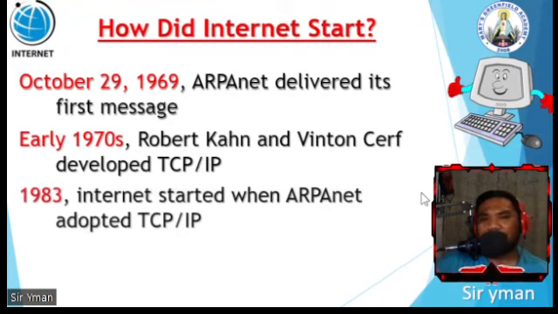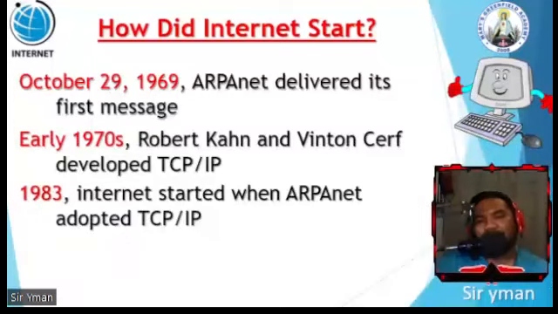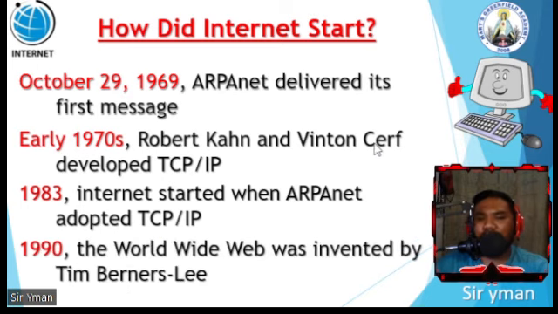In 1983, to be exact January 1st, 1983, internet started when ARPANET adopted the TCP/IP design of Robert Kahn and Vinton Cerf. And later on, 7 years after, the World Wide Web was invented by the British computer scientist Tim Berners-Lee. Right? So that's it. That's the timeline of the history of internet.